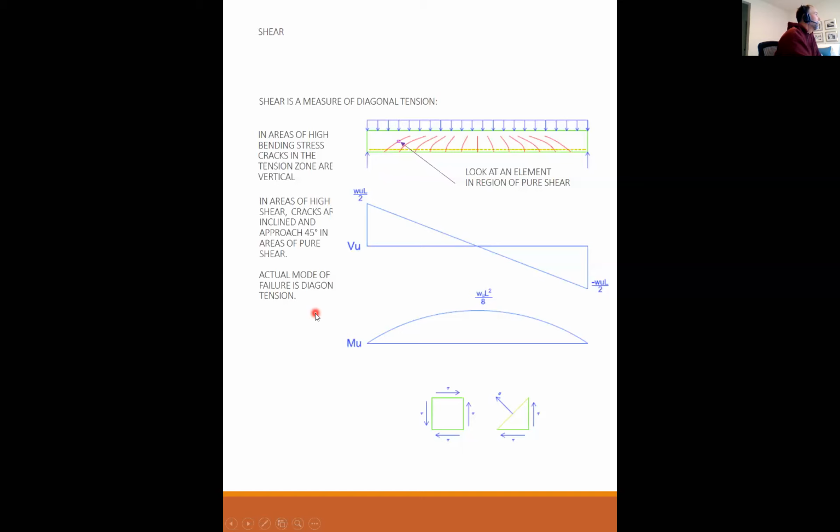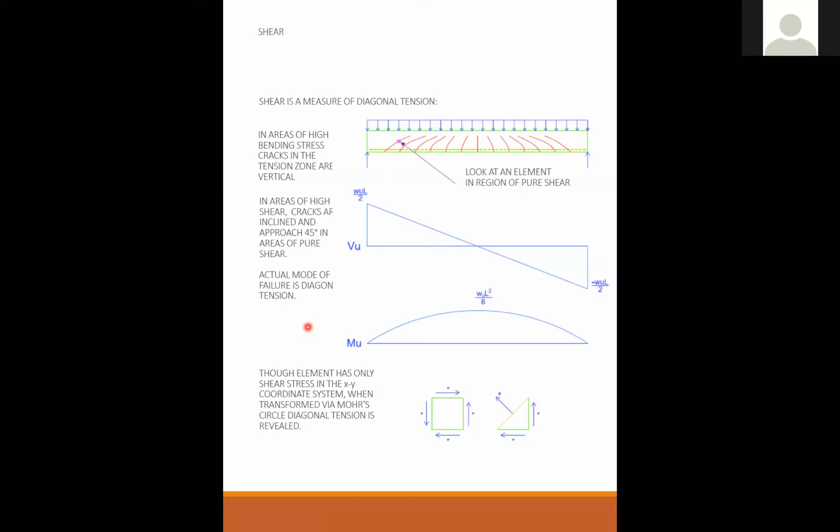Okay? Is everybody tracking? Anybody have questions? No, it makes sense. Thank you. A quick question. So the diagonal line on the right triangle, is that basically the resultant of the vertical and the horizontal shear?